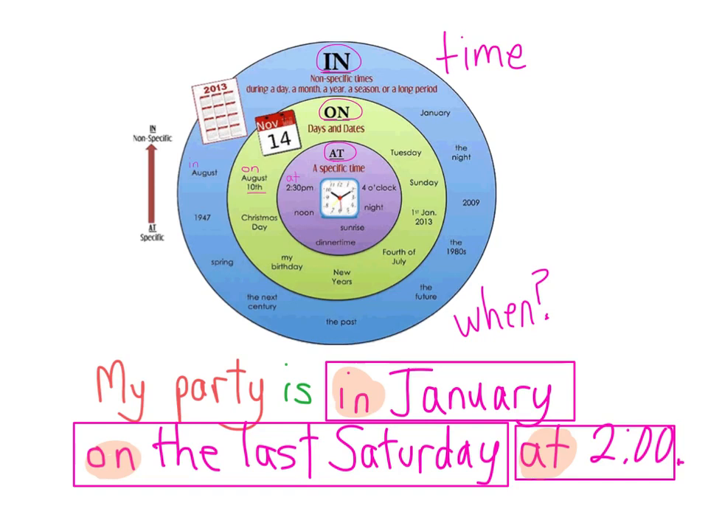And in each of these pink boxes, you can see there is more than one word. In January, two words here. That's a phrase. On the last Saturday, that's four words. At 2:00, that is two words.